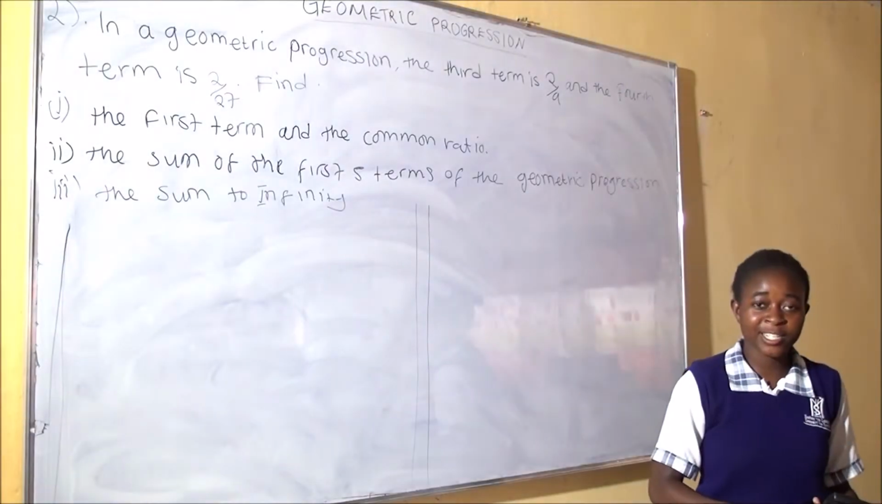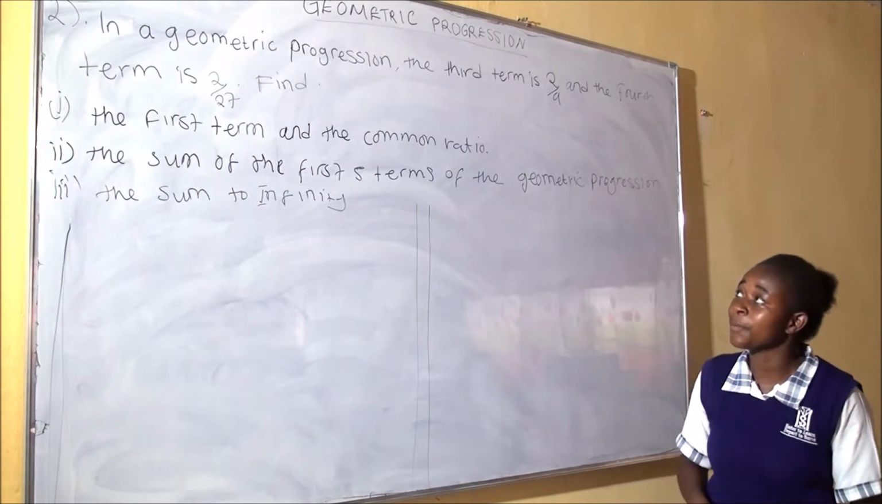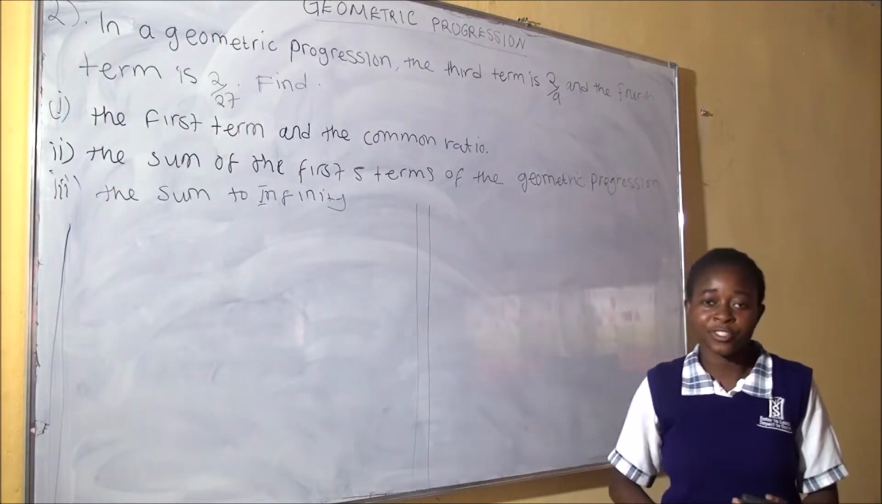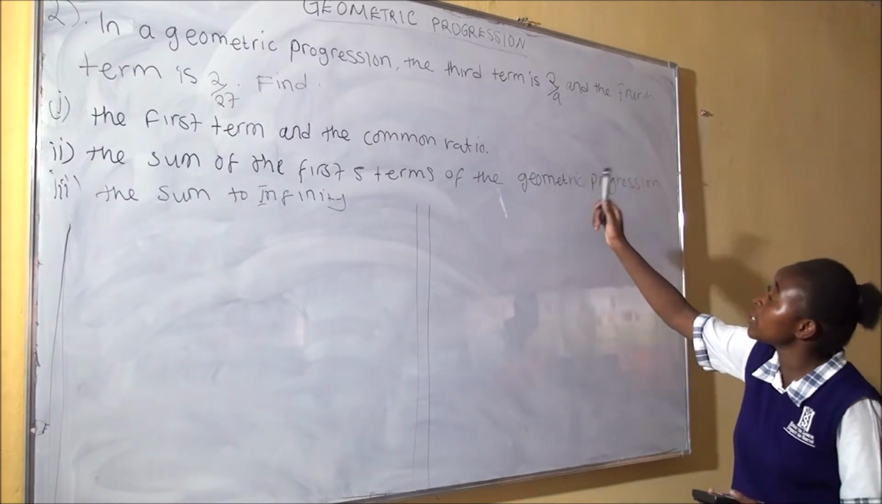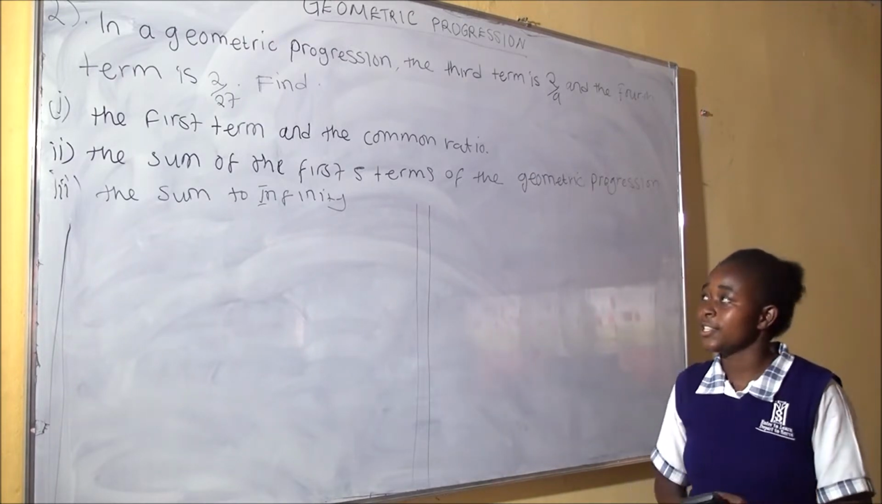We are solving the arithmetic progression. My second question is the geometric progression, which we get from the paper 2 question. It states: in a geometric progression, the third term is 2 over 9 and the fourth term is 2 over 27.